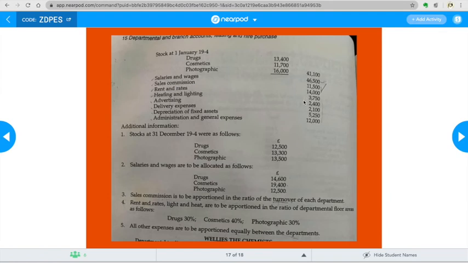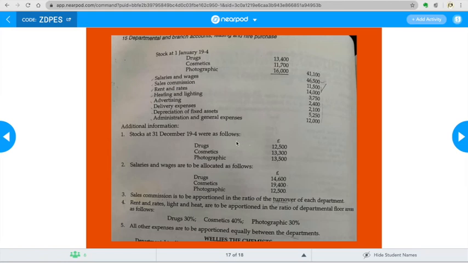Rent and rates is 11,500. No, miss, 14,000. You sure? Yes, because the 41,100 is the sum of the stock. So 14,000. Thanks for that, Akram. So 14,000 is the rent and rates which is paid by the business as a whole.